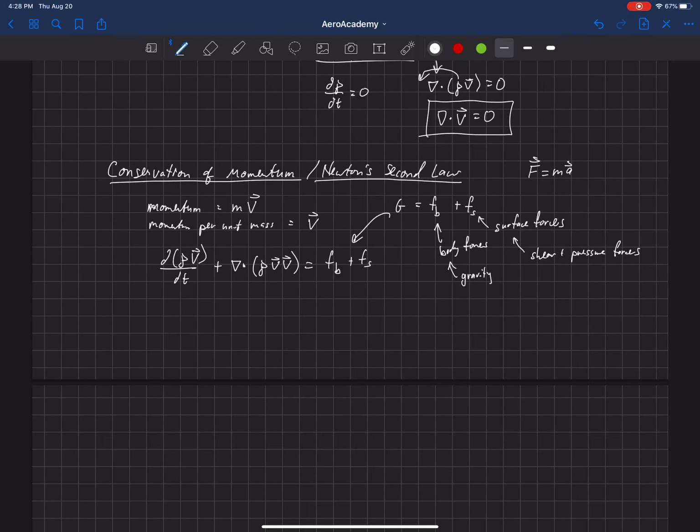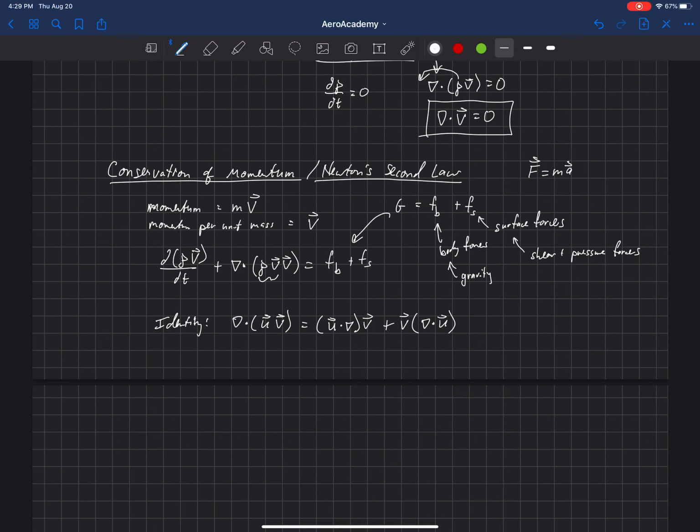Okay, so now let's keep working through this and see if we can manipulate this a little bit to put it in a different form. There's an identity that says that del dot (u v) can be rewritten as u dot del v plus v del dot u. That's just a vector identity. So let's plug that in for this term right here.